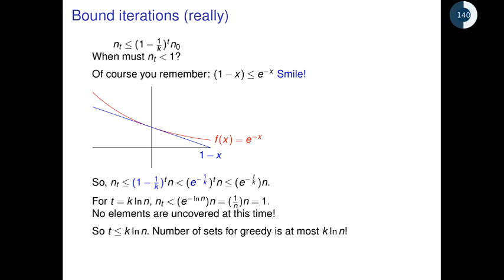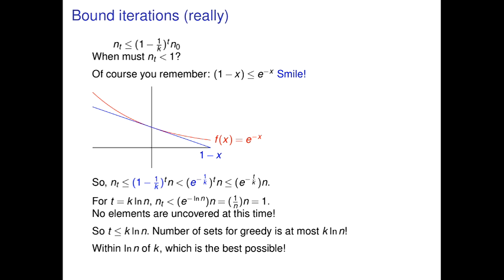So now, the number of sets is at most k ln n. We assumed the optimal is k, right? That's what k is. Where did it come from? It was actually our assumption that there was a solution of size k. That's how our algorithm worked. So now what we're saying is we're within ln k of optimal. Which is the best possible?